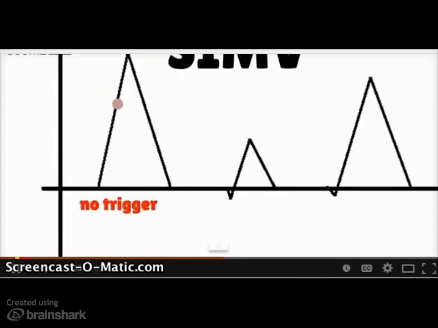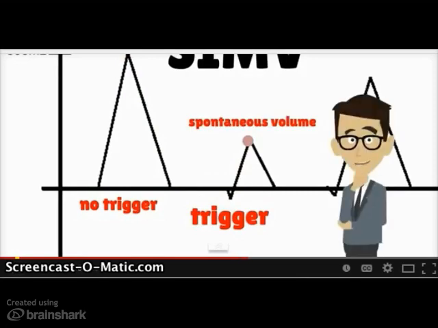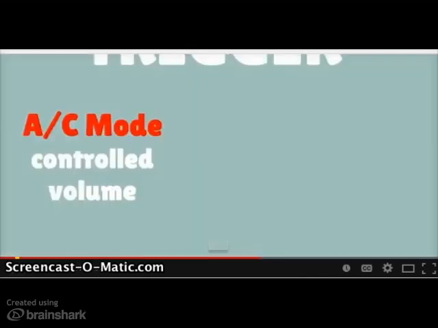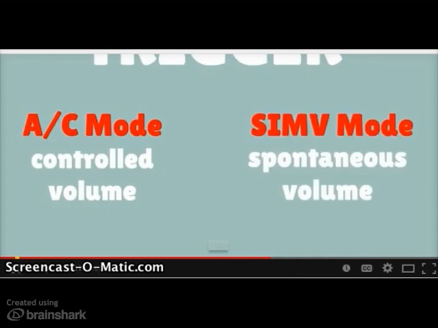Just like in the AC mode, if a patient does not trigger a breath, the patient will receive the set controlled volume. However, with SIMV, when a spontaneous breath is initiated, the patient determines the volume. So that means if the patient wants a lower volume during their spontaneous efforts, they will receive a lower volume. In AC, spontaneous triggers results in the set controlled volume. But in SIMV, spontaneous triggers results in whatever volume the patient wants.